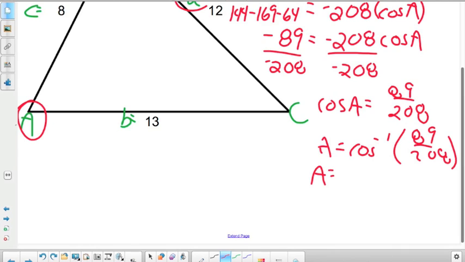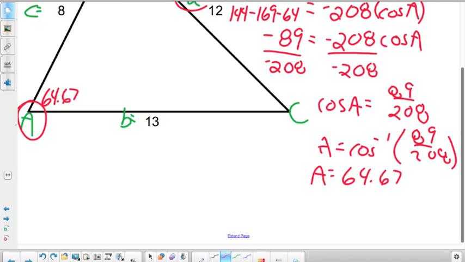So what's A? Oh, cos inverse, yeah. Forgot to do that. My calculator. 64.67. So yay, we got one angle. Only 3 more to go.